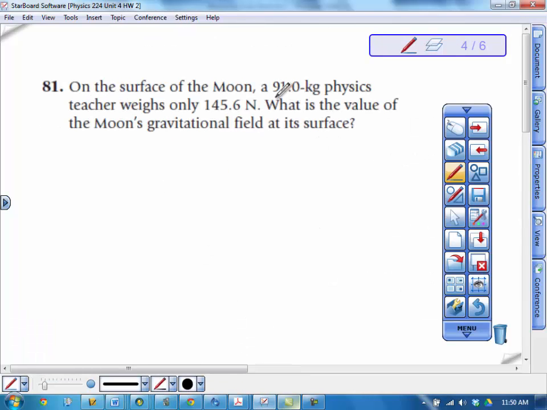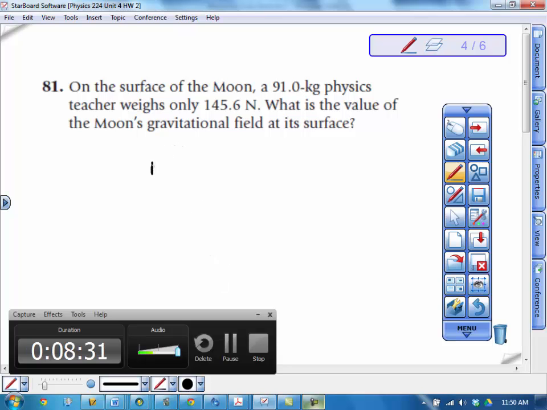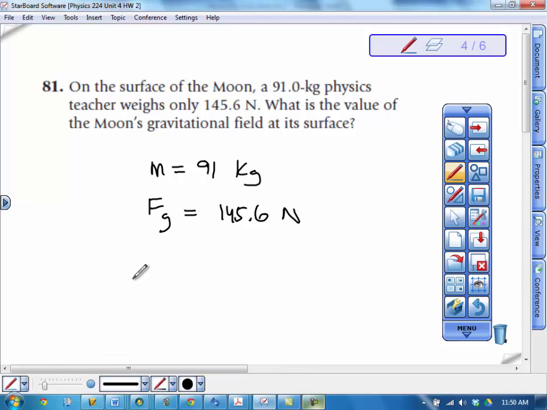All right, 81. On the surface of the moon, a 91-kilogram physics teacher weighs only 145.6 newtons. What is the value of the moon's gravitational field at its surface? So let's write down what we have. We have the mass of this person is 91 kilograms. We have the weight, so the force due to weight is 145.6 newtons. We want the gravitational field on its surface. Well, for this we could just do F equals ma and find that acceleration due to gravity, because that is the gravitational field strength, right?